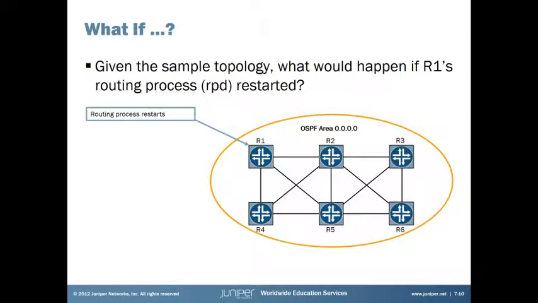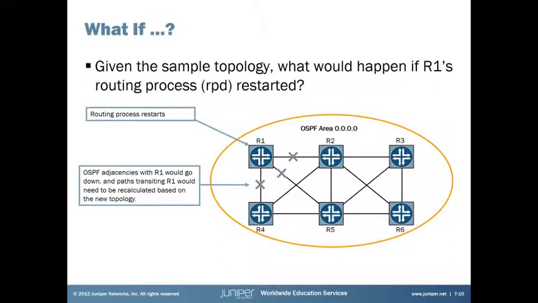Graceful restart. Look at this scenario here. What would happen if R1's routing process restarted? So here we're running OSPF, OSPF area 0. So if R1 were to go down and do a restart, if this routing process had to do a restart, what would happen? Well, the first thing that happens is that the adjacencies with the other routers would be dropped. So these other routers, R4, R5, R2, would recognize that they had lost their neighbor relationships, that the other router, R1, was dead. It had died.